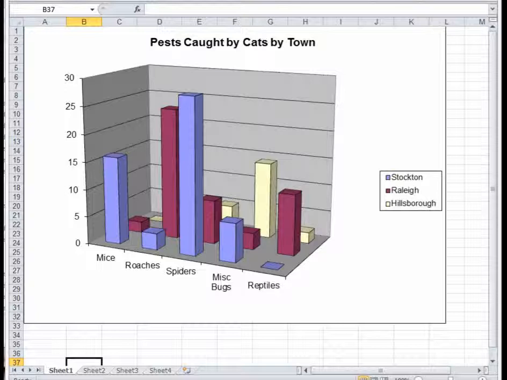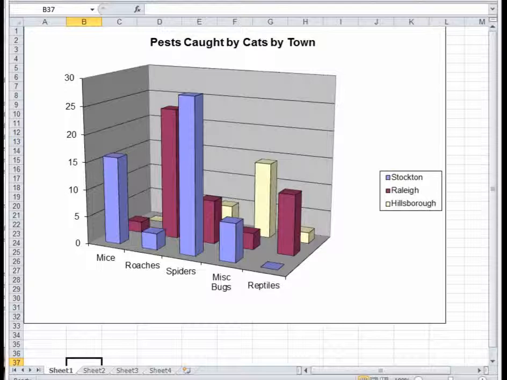So in this first graph, we have a representation of the different types of pests caught by cats in 3 different towns. We have Stockton, Raleigh, and Hillsborough. And looking at this, I hope you see that it's really confusing. The way they have those 3-dimensional bars stacked all over each other, you can't even see all the categories. For instance, I can't see Hillsborough roaches because it's completely covered up by the Raleigh roaches and the Stockton spiders.